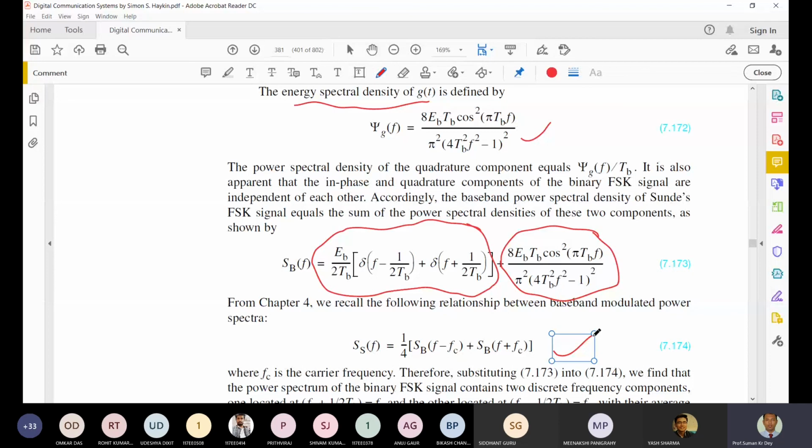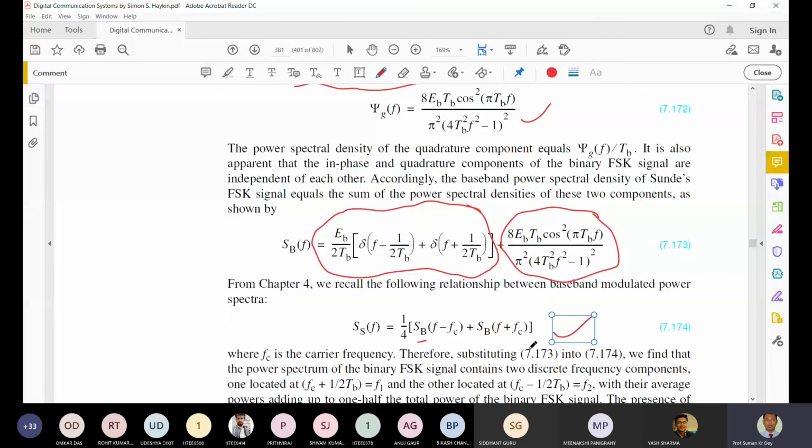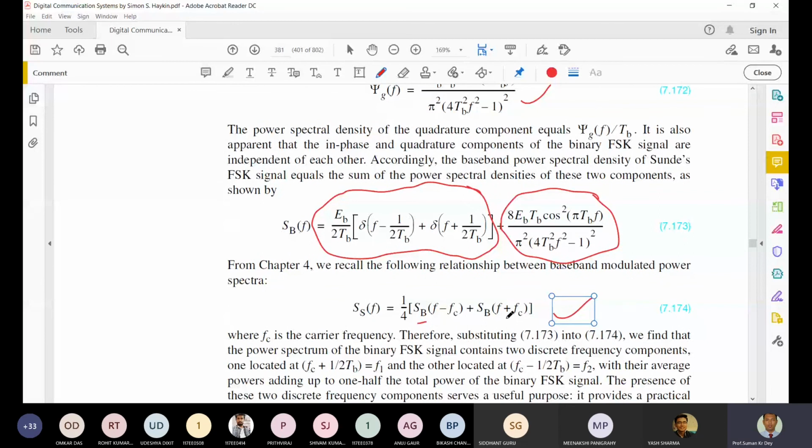Okay, so I think I did not discuss this, but anyhow, just remember this. The total power spectrum density has two components, one at f minus fc and another at f plus fc. Now, what is fc over here? fc is the carrier frequency.